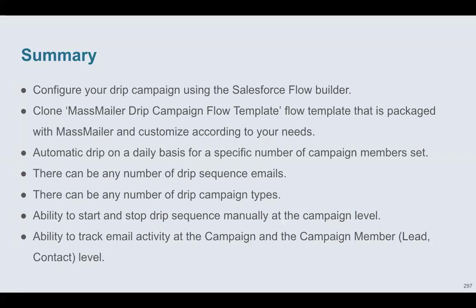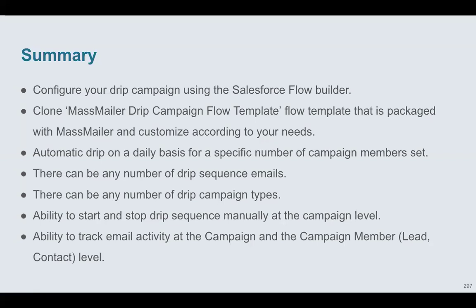You don't need to manually select though. You just have to set the number. Hey, daily I want to pick 500 from this campaign and put them in a drip. And the drip could be 3 emails, 5 emails, 7, whatever that you're trying to send. That's not a problem. You can set that sequence.